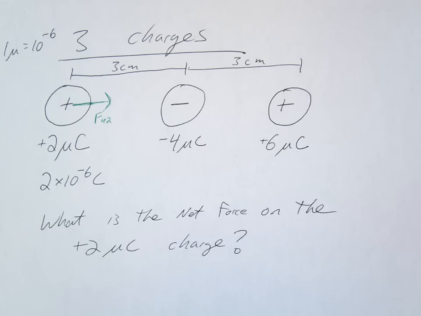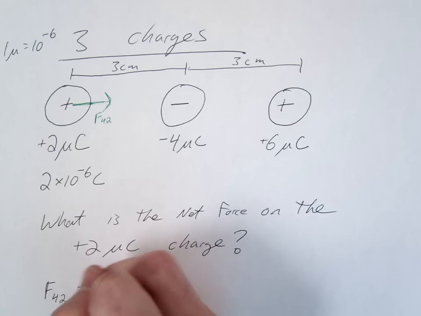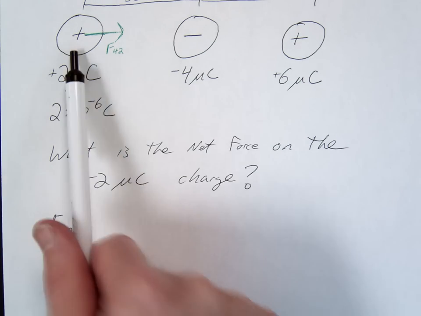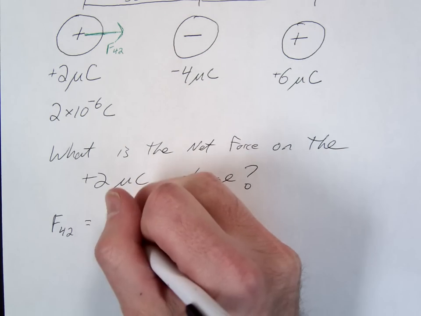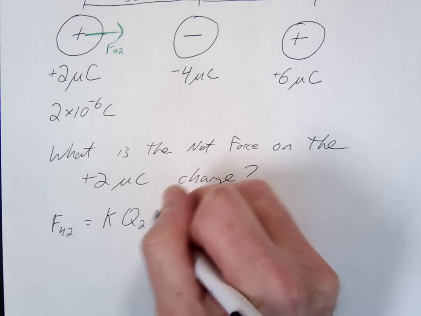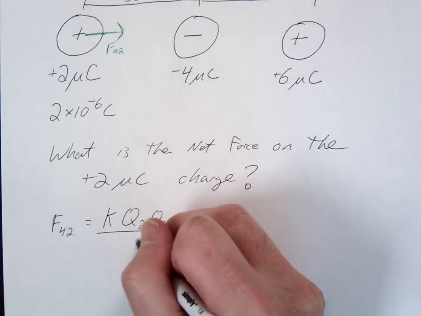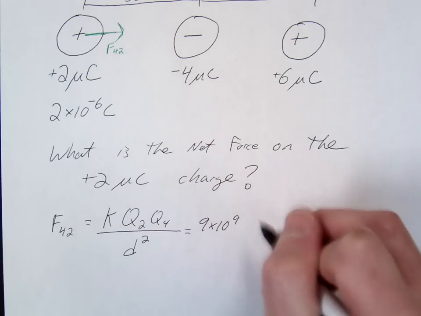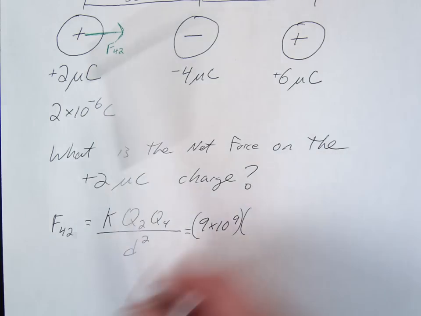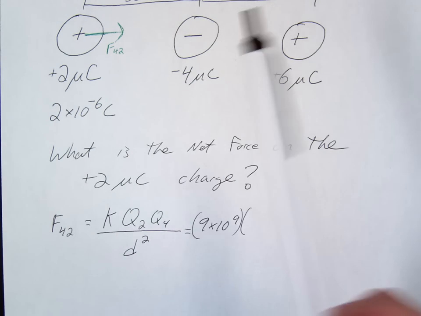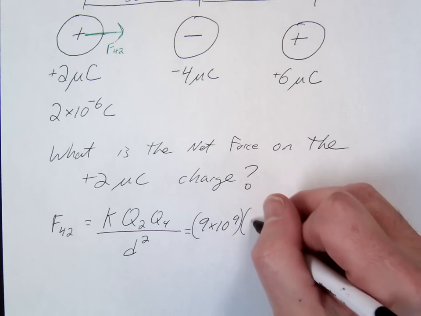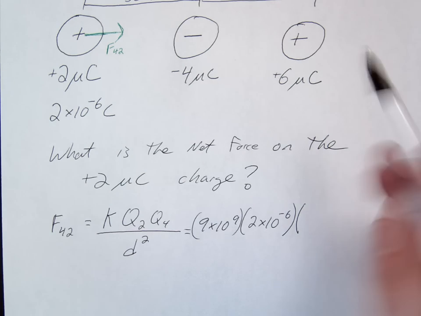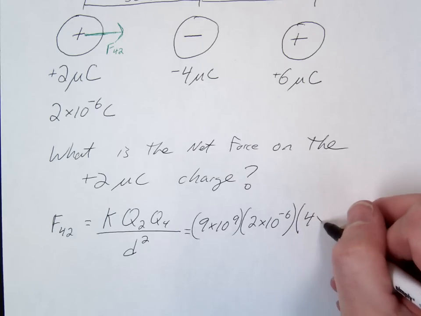Okay, and then let's just calculate that force. So F42. This should be pretty easy because you're just going to use your equation that we just learned. And it's just simply between these two charges. We're going to use K, we'll go Q2, Q4, divided by D squared. Now I've already given you the charge here, so you don't have to multiply by a charge on an electron. I've already told you the charge. So this is 2 × 10⁻⁶. This is going to be 4 micro, so this is 4 × 10⁻⁶.